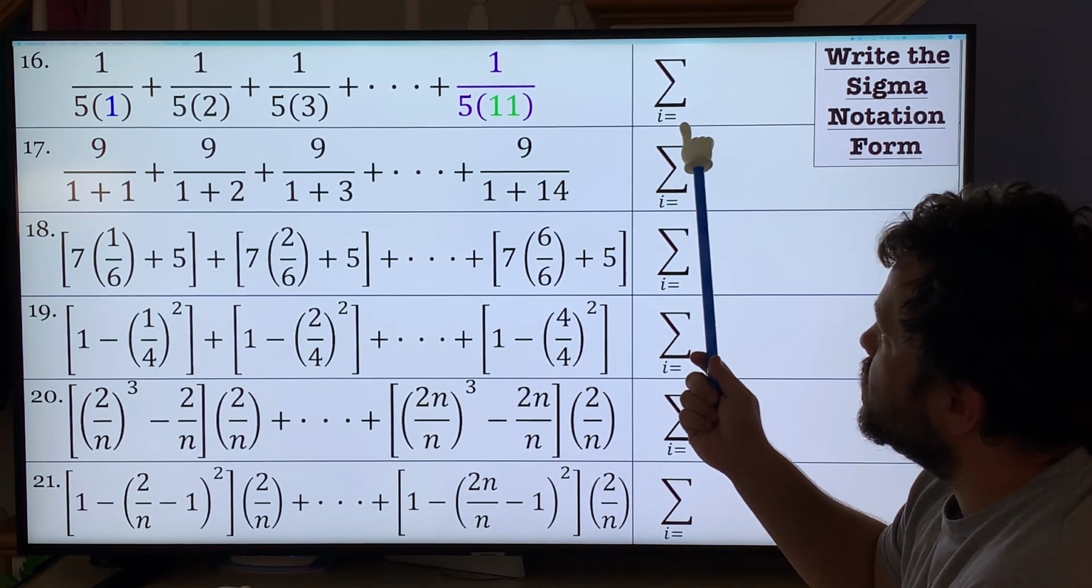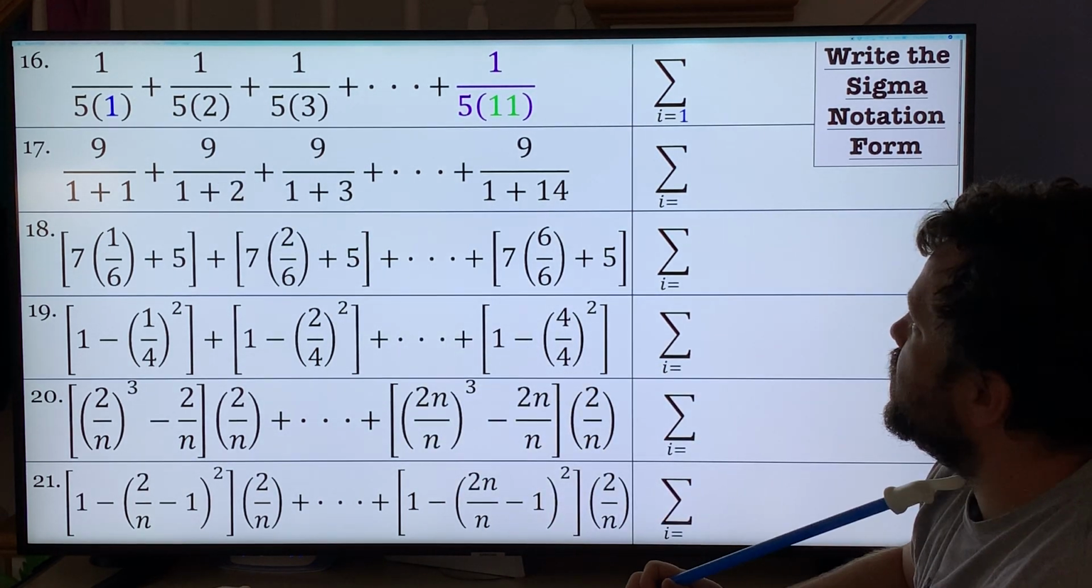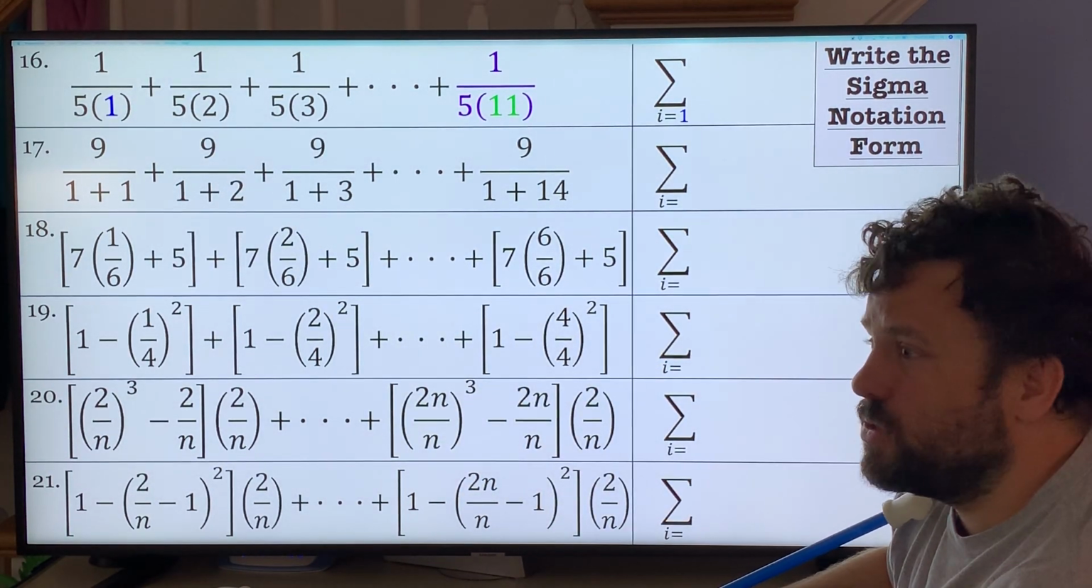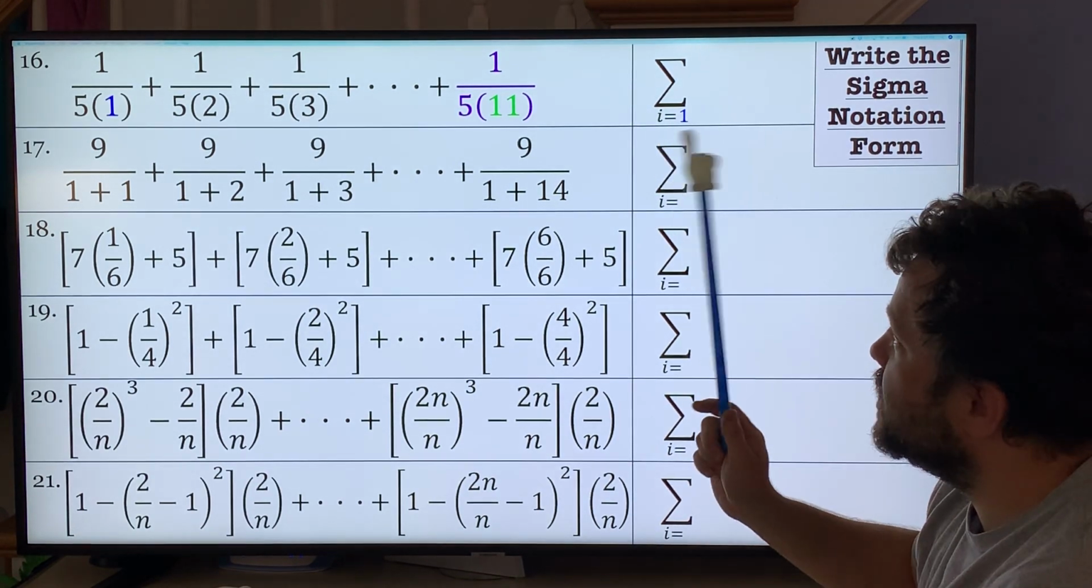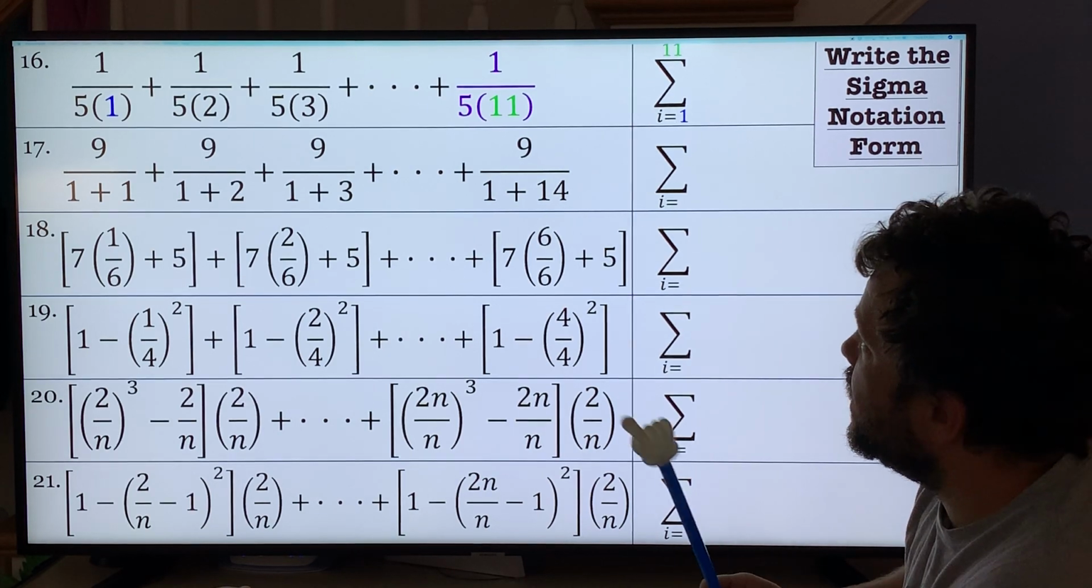So, I equals, what's the first term used here? 1. So, I equals 1. What is the last number used here? The upper bounds. This is the lower bounds, so we look under here, 2, 3, 4, dot, dot, dot, 5 to the 11th. 11 is my upper bounds.